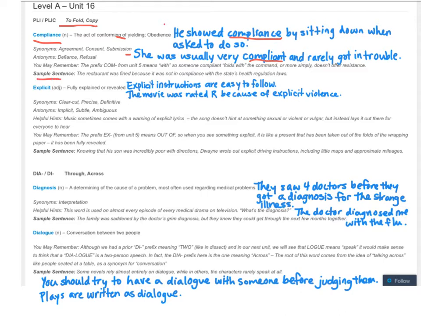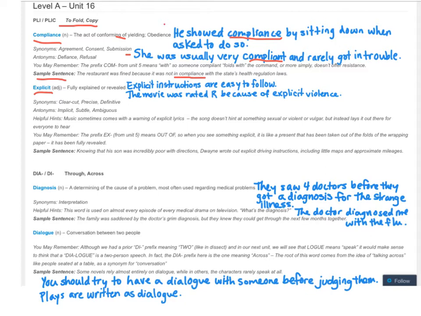The sample sentence that they gave you is the restaurant was fined because it was not in compliance with the state's health regulation laws. So it's not being obedient to the state laws. Your second ply or plick word is explicit, which means fully explained or revealed.